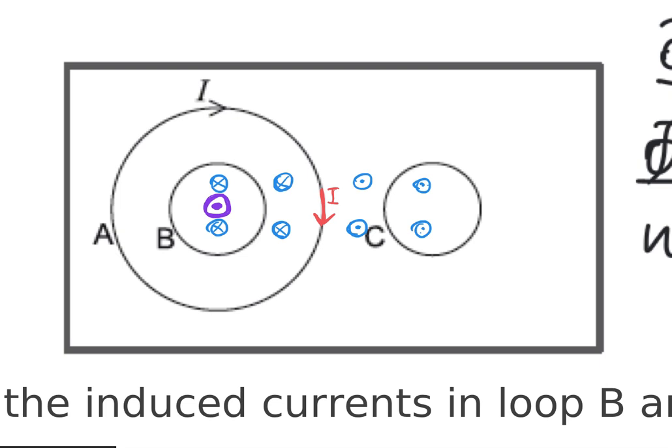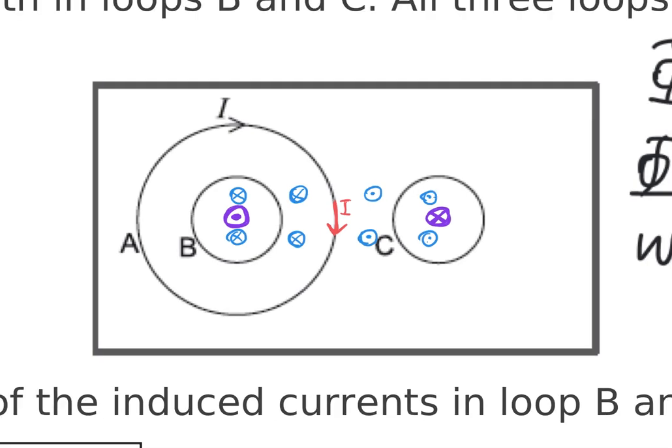So that purple magnetic field coming out of the page is what loop B would create to oppose the increase in flux from the original current from loop A. Meanwhile, loop C has a magnetic field coming out of the page. It wants to oppose that increase in flux, so its induced magnetic field would be going into the page. Okay, but the question is asking, what is the direction of the currents?